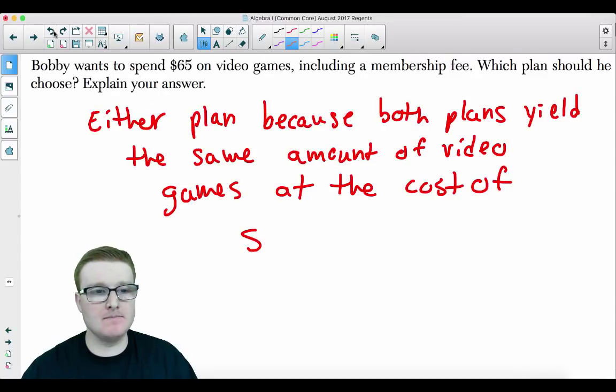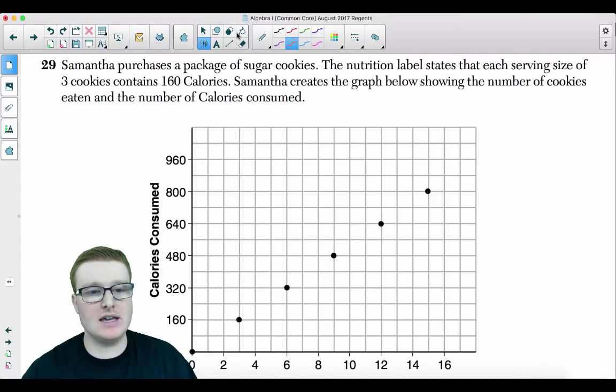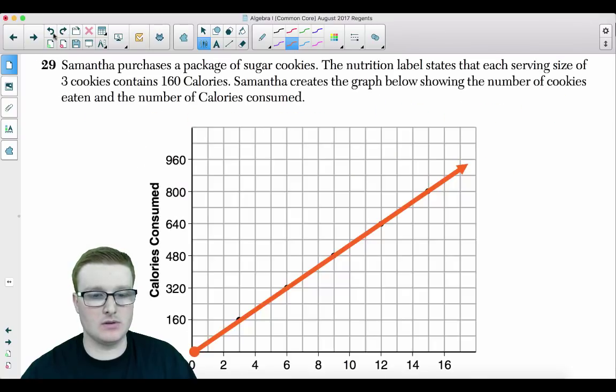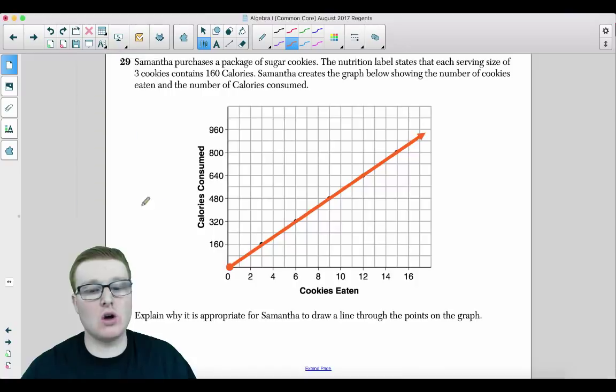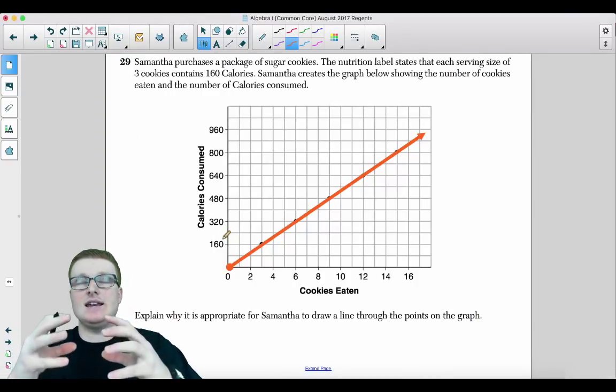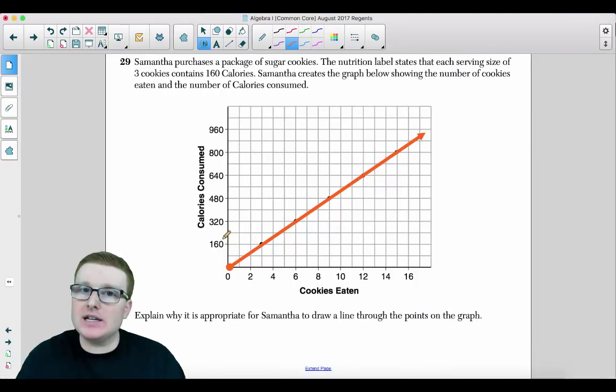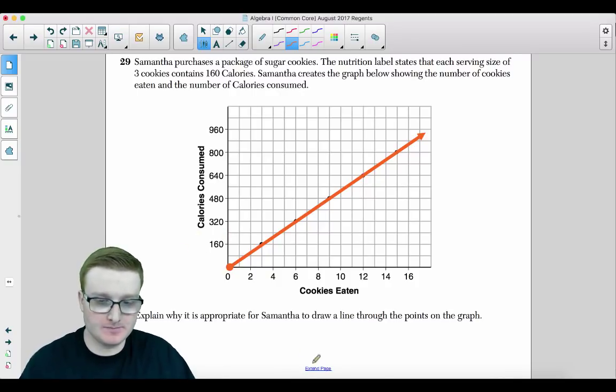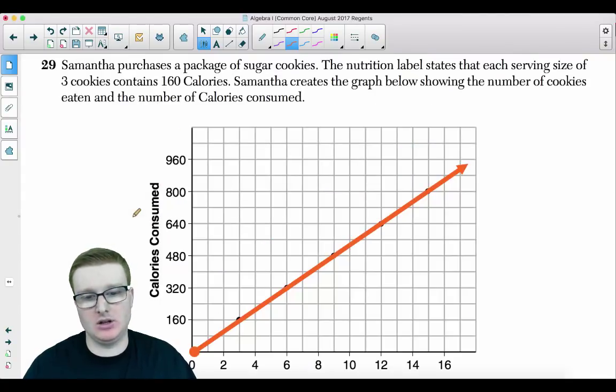So the whole thing here is they want you to just understand that if you draw the line, it includes every possible scenario of a cookie. What if you want 1 1/4? Obviously, you're not going to have 1 1/4. But what if you want 1 1/4? So that's why the line has to be drawn.